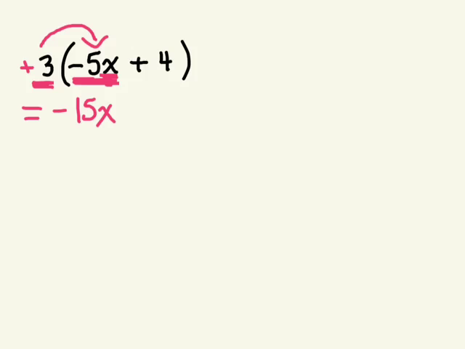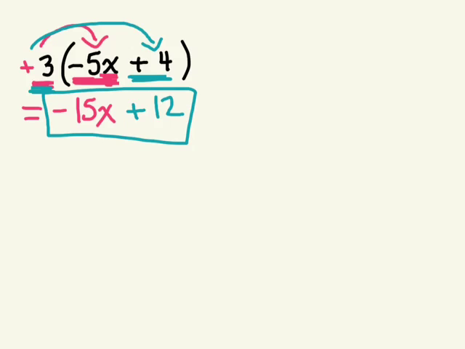Okay. Then what's the second step? I still need to distribute this 3 over what? Jamie? So positive 3 times positive 4. What's a positive times a positive? Good. 3 times 4? 12. That's the answer. Negative 15x plus 12.